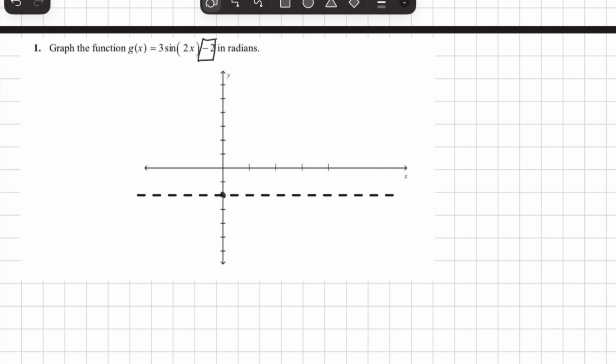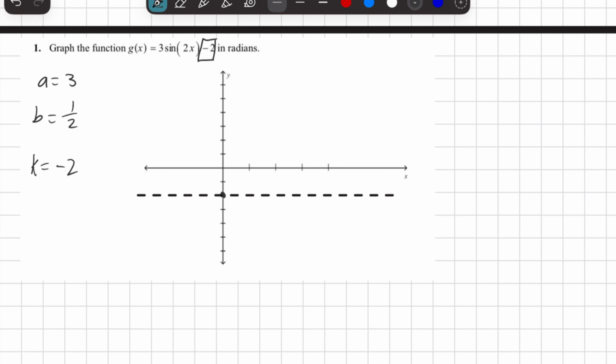So I can actually just write out the values that we need to know here. Our a value is 3. Our b value is 1 over 2. Our h value is 0. And our k value is negative 2.